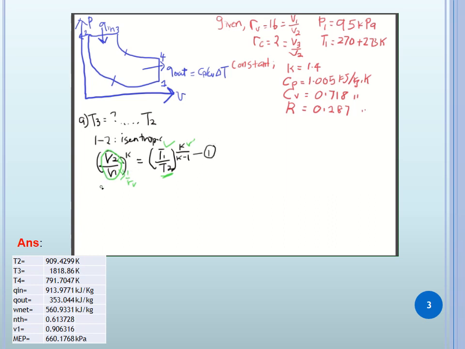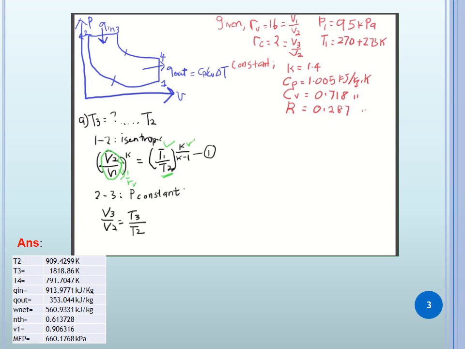So we know that process 2 to 3 is a heat addition process where P is constant. Remember that we have this ratio, V3 over V2, which is actually T3 over T2.